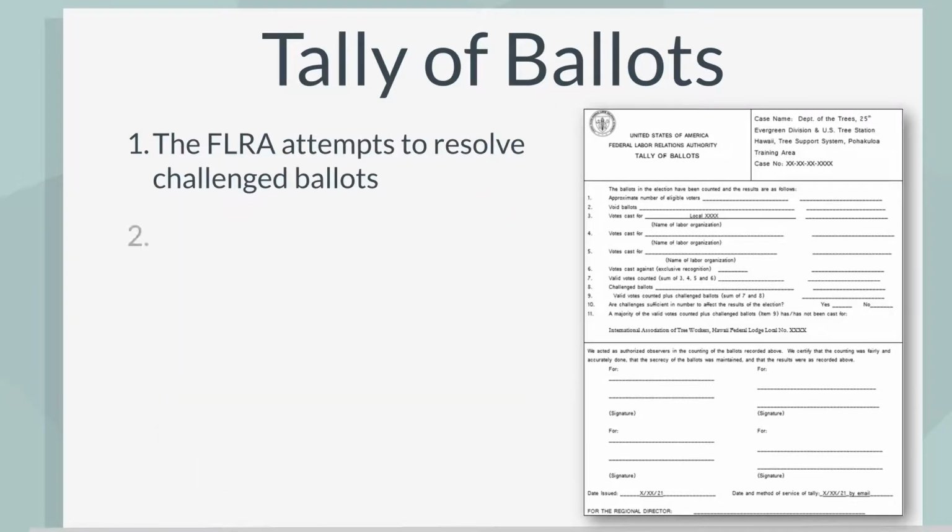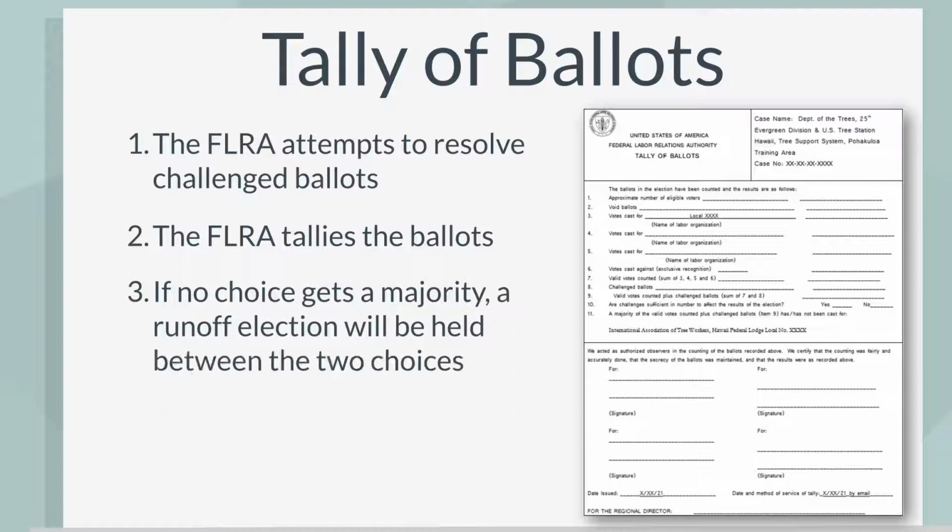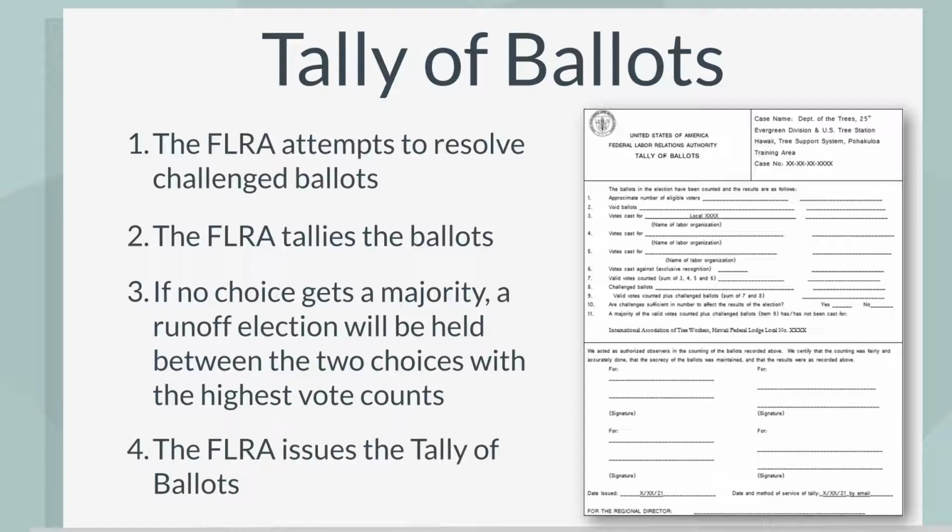At this point, the FLRA agent tallies the ballots. The election is determined by a majority of valid ballots cast and is not based on the number of employees eligible to vote. If there is more than one union on the ballot, a union must still receive a majority of the votes cast to win the election. If no choice gets a majority, a runoff election will be held between the two choices receiving the highest number of votes. At the end, the FLRA will issue a tally of ballots.